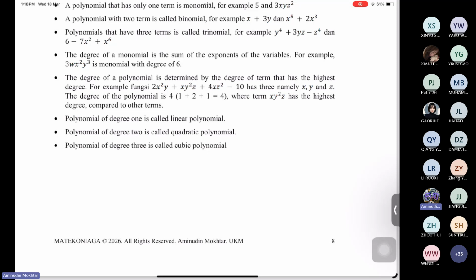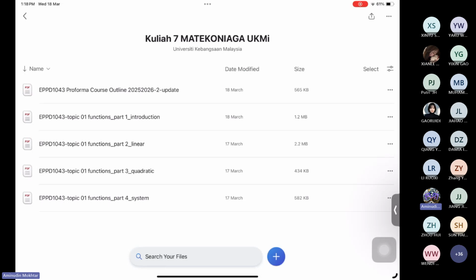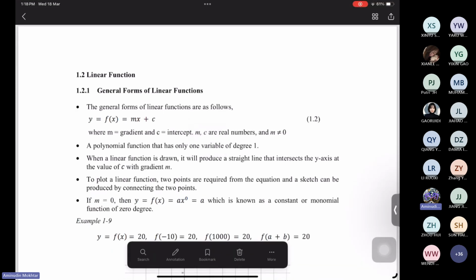After this, the second part is about the linear function, the general form of the linear function. I think I will continue this part in the next meeting after the holiday. Okay, I think that's all for today. This section 1.2 I will continue in our next meeting after Hari Raya holiday.